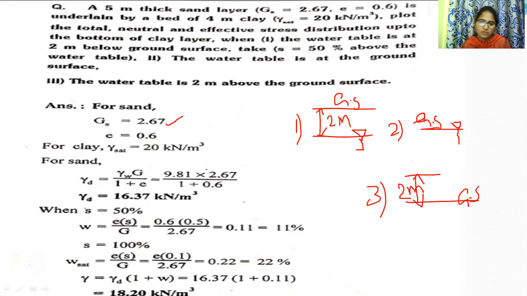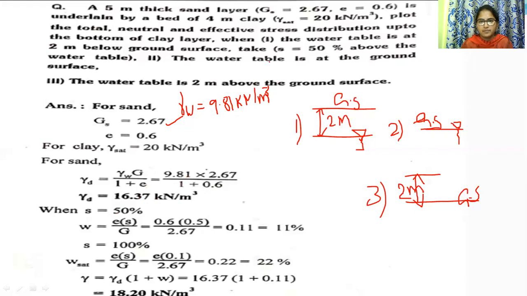What is the value of unit weight of water? It is not given in the problem, so directly you can take the unit weight of water as 9.81 kilonewton per meter cube. And G is equal to 2.67, by 1 plus e, where e is equal to 0.6. So calculate the dry unit weight: 16.67.